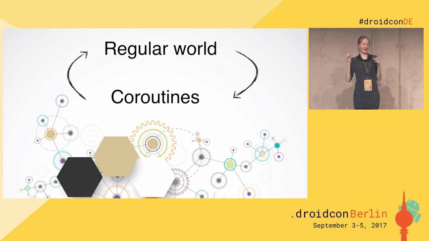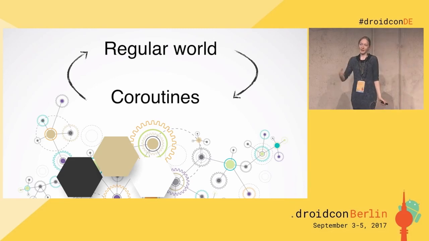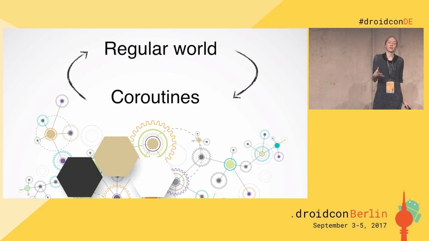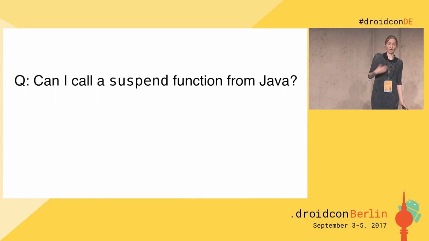And I still have some time, a couple more words about interaction between coroutines and regular code. So you now have all your code bases, Java code, some Kotlin code, and how they interop with each other, because Kotlin is about interoperability. So we have to think about interoperability in this case as well. First question for you: can you call a suspend function from Java?